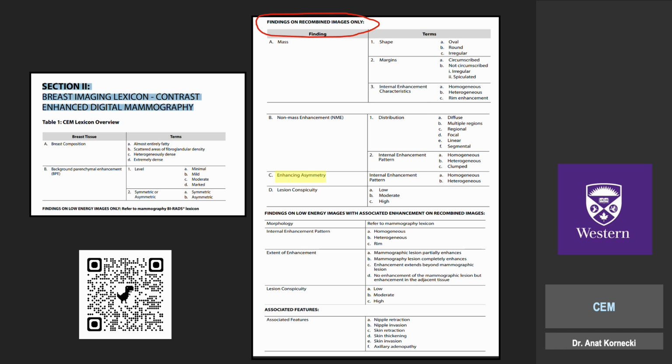The difference is that we're going to describe a new entity, an enhancing asymmetry, that doesn't exist with MRI because we don't have more than one view image. And we're going to talk about the extent of the enhancement for lesions that are seen on both, whether it is within the same extent of the low energy view or below or beyond.